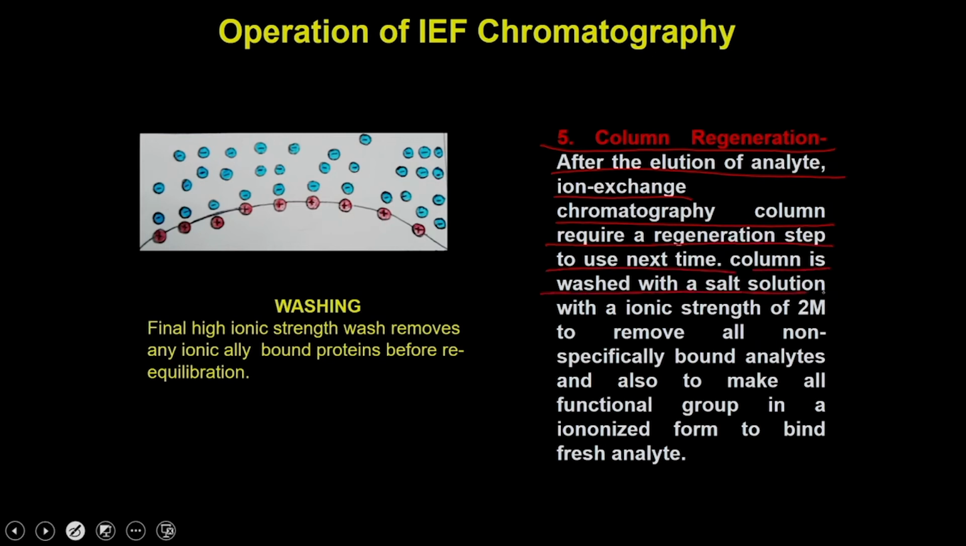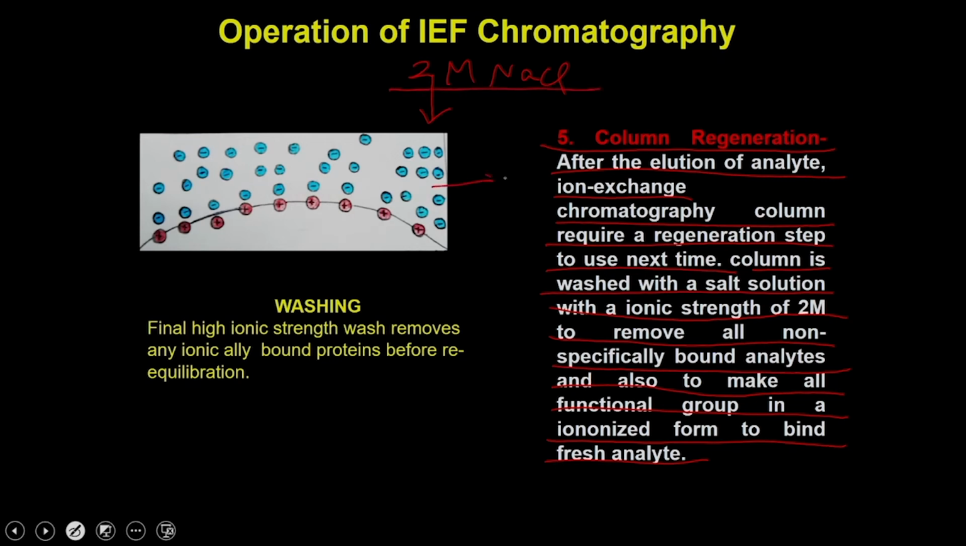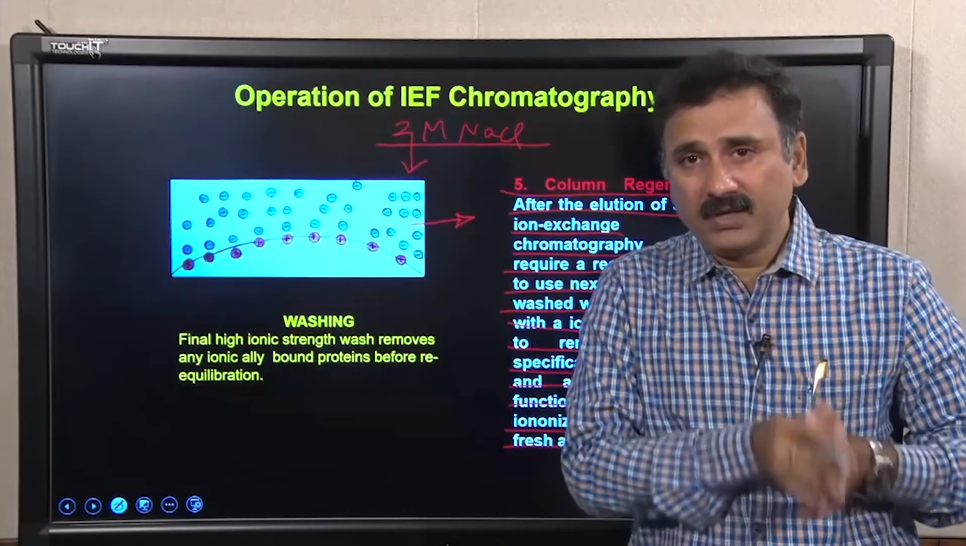The column is washed with a salt solution with an ionic strength of 2 molar to remove all non-specifically bound analyte, and also to make all functional groups ionized to bind fresh analyte. Which means you are going to wash this with 2 molar NaCl. Once you wash it with 2 molar NaCl, it is going to remove all the proteins, as well as other biological molecules which are not desirable but are bound.